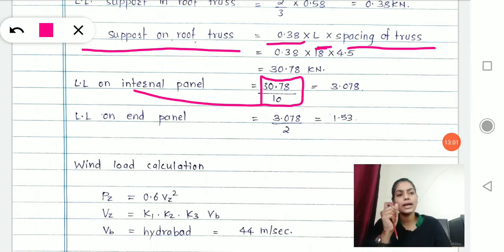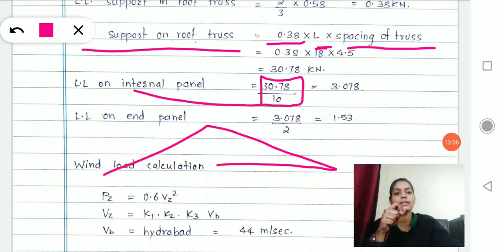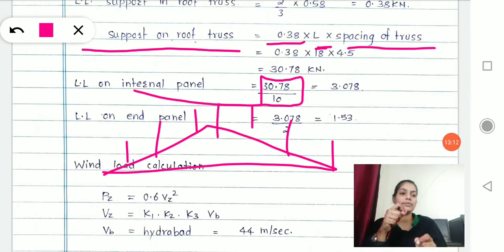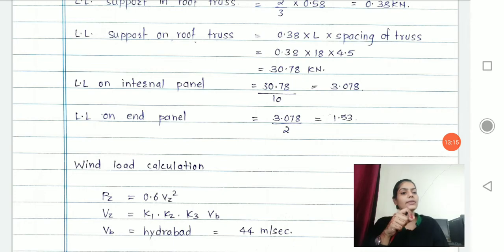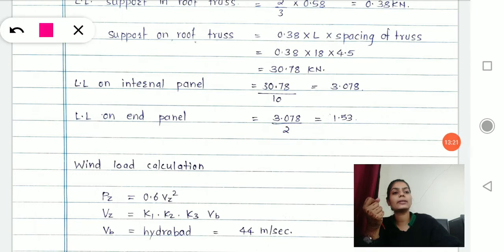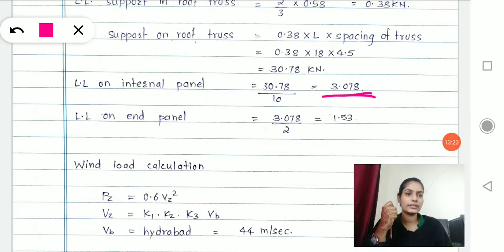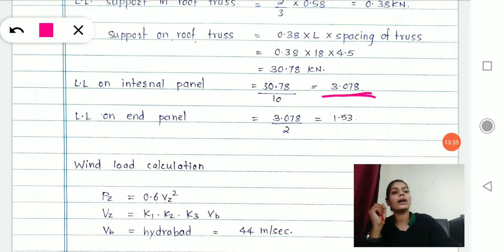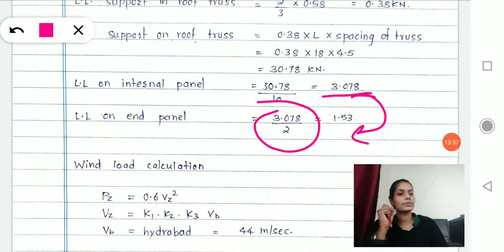But this live load has to be divided by 10 because we have 10 points on our truss like this. That is why we divide it by 10. We get the force on each panel point as 3.078. The live load on the end panel point is of course divided by 2, half of this value. You calculate the live load, then go on.